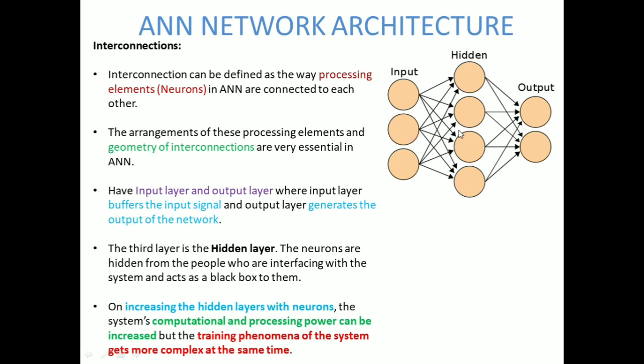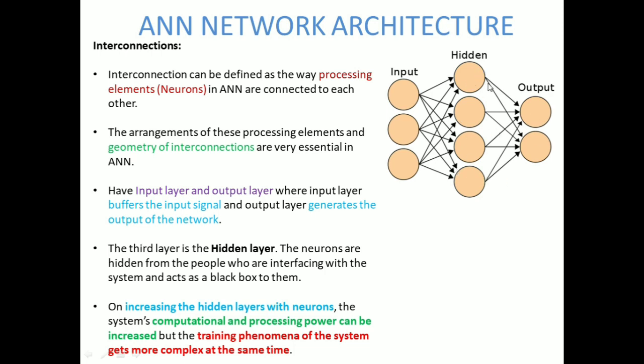So a basic or general artificial neural network architecture consists of an input layer and an output layer, and there is also a hidden layer. Okay, so this is the third type of layer. The first type of layer is the input layer, the second type of layer is the output layer, and the third type of layer is the hidden layer. The input layer here is going to buffer the input signal, whereas the output layer is going to generate the output of the network. So in the third layer, which is nothing but the hidden layer, the neurons in the hidden layer are hidden from the people, or hidden from the outside of the network, and generally can be considered as a black box.